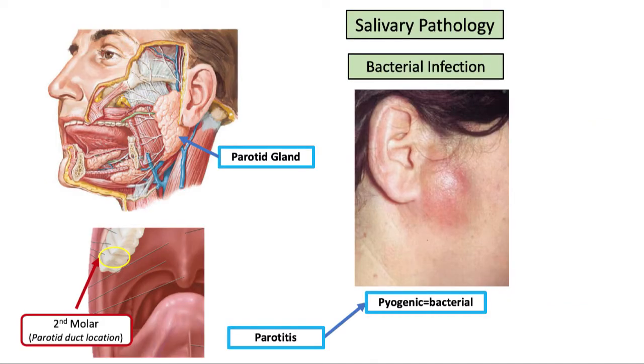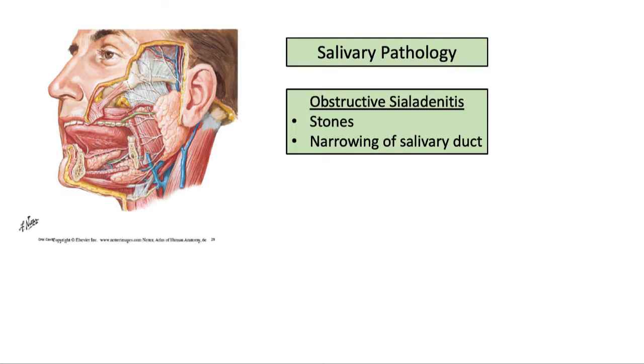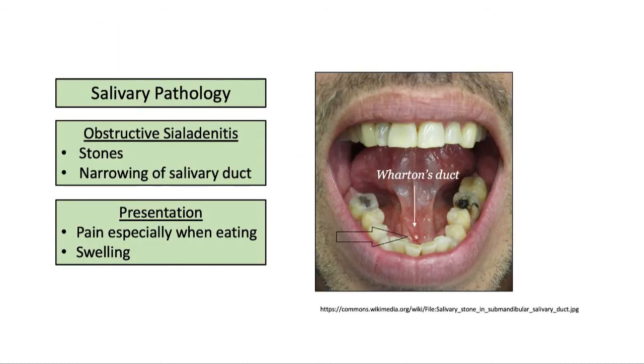Parotitis can also occur due to bacterial infection. In this case, it will produce pus, which can sometimes be seen at the opening of the parotid duct. From our anatomy video, you'll recall the ductal orifice is found in the region of the second molar. Obstructive sialadenitis can occur due to stones or narrowing of the salivary duct. An obstructed salivary gland presents with pain right before or during eating, with swelling in the obstructed gland. Obstructed salivary glands are often recurrent.